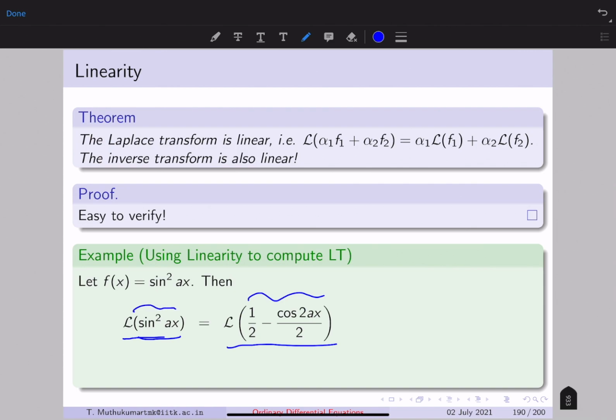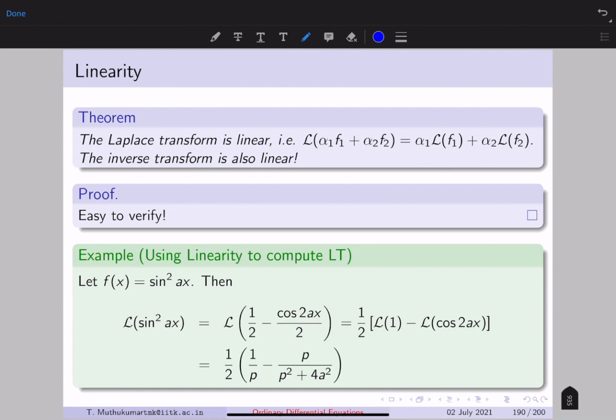Now, because Laplace transform is linear, you can split this. This becomes half times the Laplace transform of 1 minus half times the Laplace transform of cos 2ax. The scalar half can come out. Both of these Laplace transforms we have already computed in the previous lecture. The Laplace transform of 1 was 1 over p, and for cos 2ax it is p over p square plus 2a whole square, which is 4a square. If you simplify this, you get the Laplace transform of sine square ax.